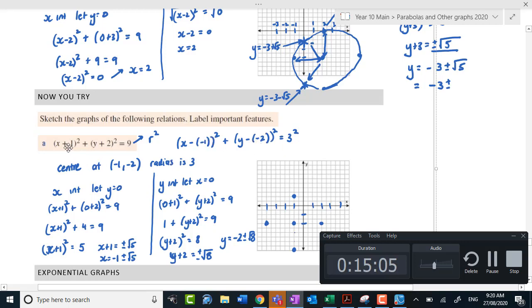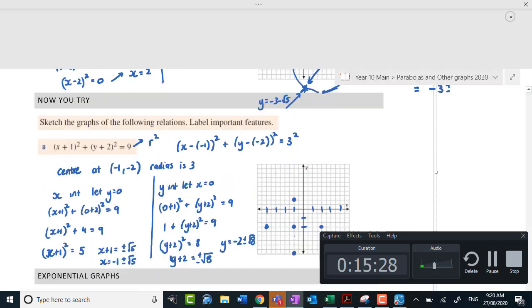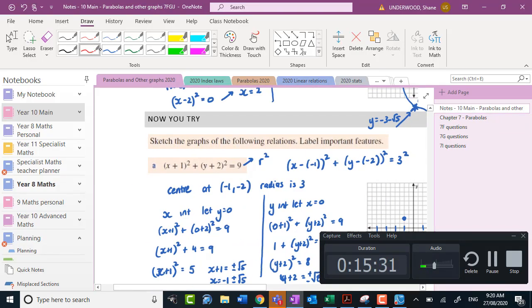Or you could think about it: what do I have to do for this to be equal to 0? X would have to be -1, and this one would have to be -2. And this thing is the radius squared. It's not the radius, it's the radius squared. So the radius is 3. Now, once you find the center, which is (-1, -2), you can see that I've marked it out here.